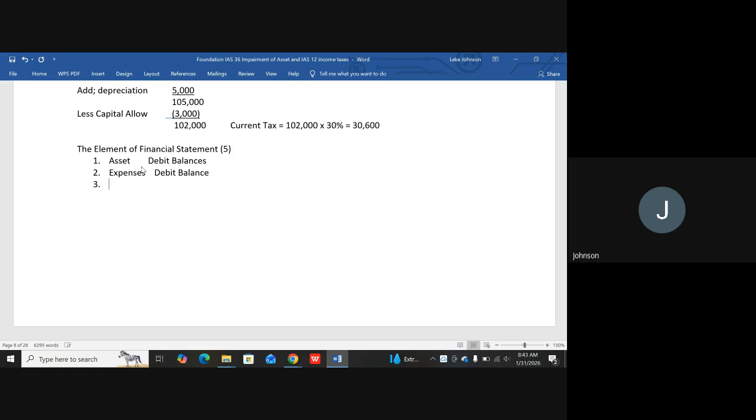The next one we have is income. We all know what income is. Income, slash sales, slash revenue. They are the same thing. Whenever they are talking about income, sales, or revenue, they are referring to the same thing. So income or sales or revenue always have credit balances. Okay?